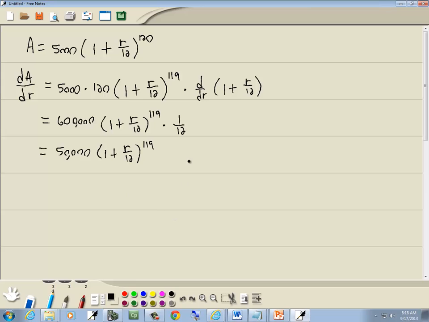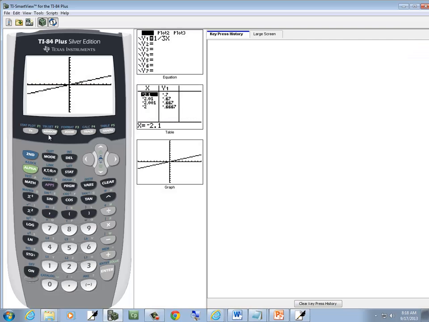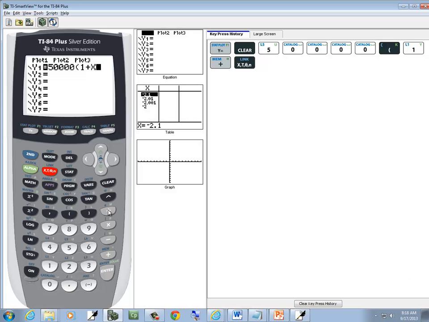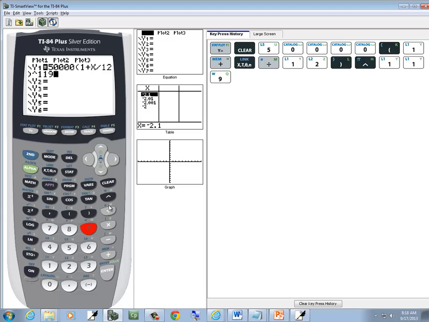Now I'm going to plug this in my calculator. I'm going to be lazy. So I'm going to go to y equals, clear, 50,000, beginning parentheses 1 plus and then x divided by 12, close parentheses, caret, 119. Now x is going to represent our R.